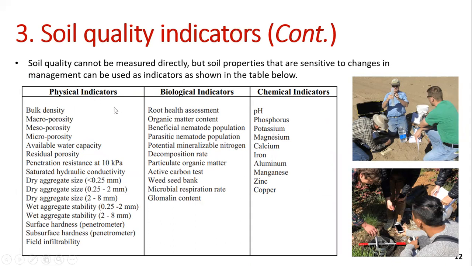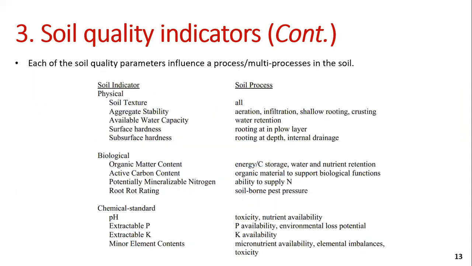For example, physical indicators like the bulk density, the pore sizes, the availability of the water, the penetration resistance, and so on. Or the biological indicators like root health, organic matter, active carbon test, or the chemicals like pH, phosphorus, magnesium, and potassium, and so on. So basically, you go to the field and you measure all of these things.